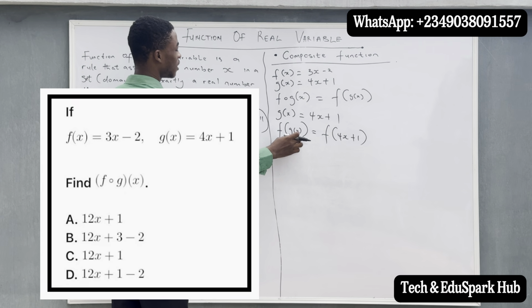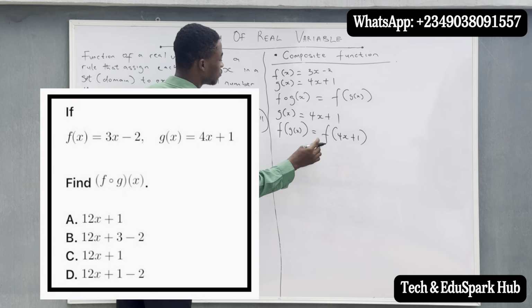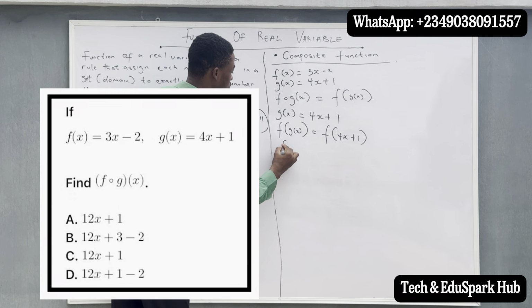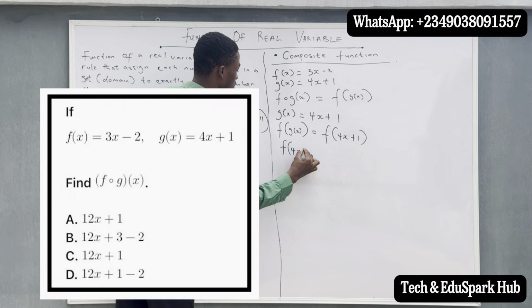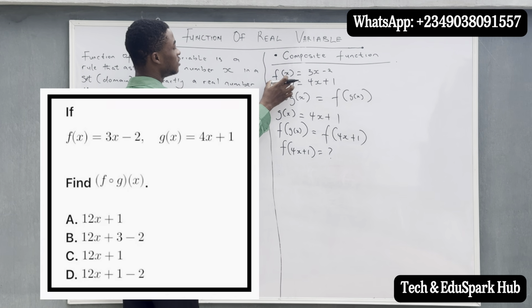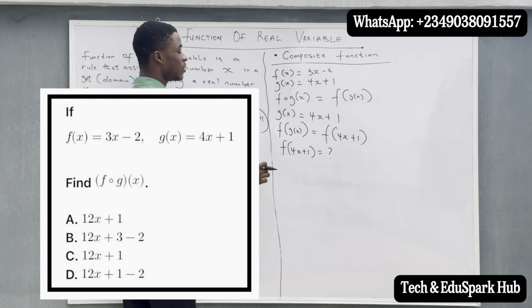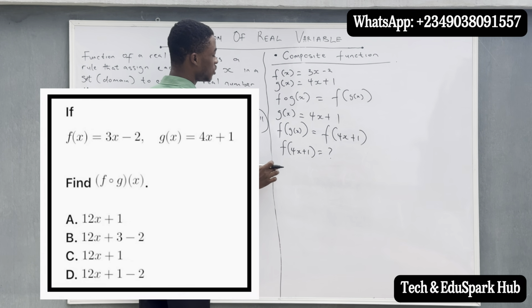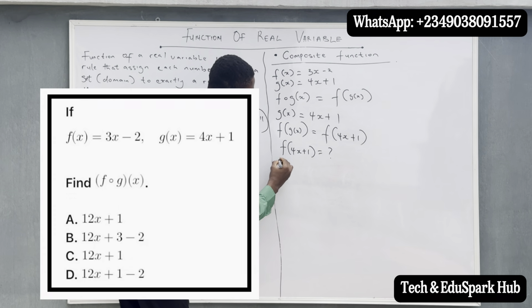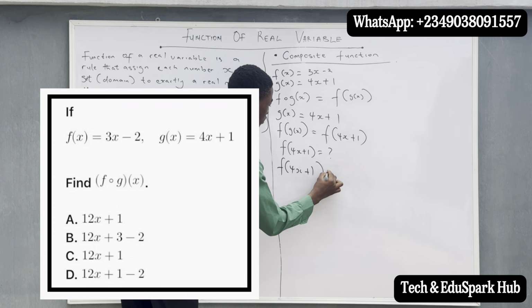So now that we have gotten our f of g of x to be equal to f of 4x plus 1, that means that we have to get f of 4x plus 1. So our f of 4x plus 1 will be given as unknown. And in order to get this, remember that f of x is equal to 3x minus 2. So that means that wherever we see x in this equation, we have to substitute it with 4x plus 1.